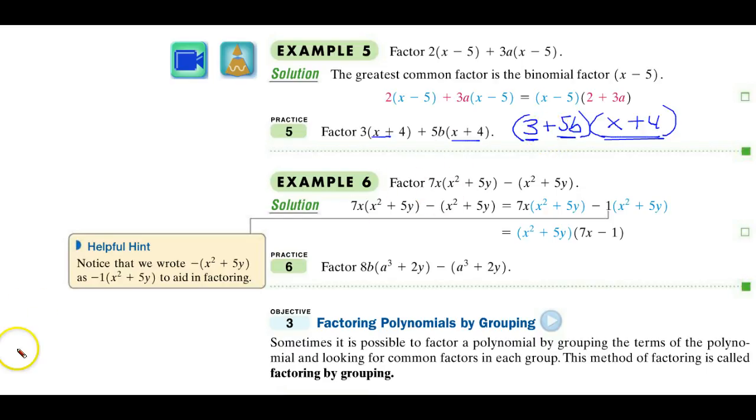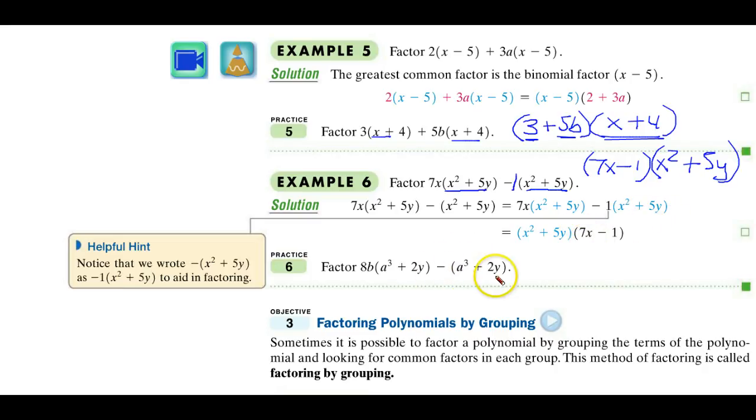Okay, let's look at example 6 now. So here is the common factor. And you might say, if I put a 1 there, makes it a little easier, then this is a common factor. So if I use the same technique, 7x minus 1, and then x squared plus 5y. And again, they have it reversed, which is certainly okay.